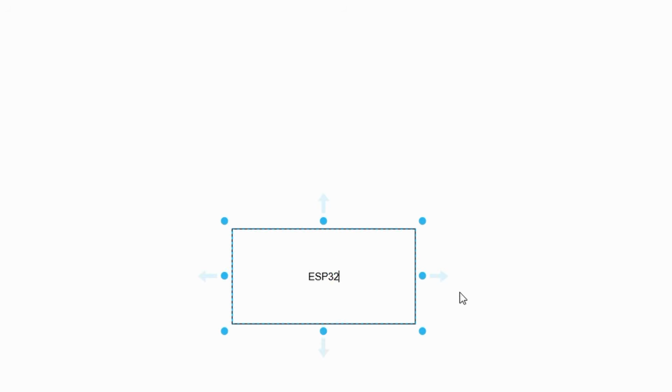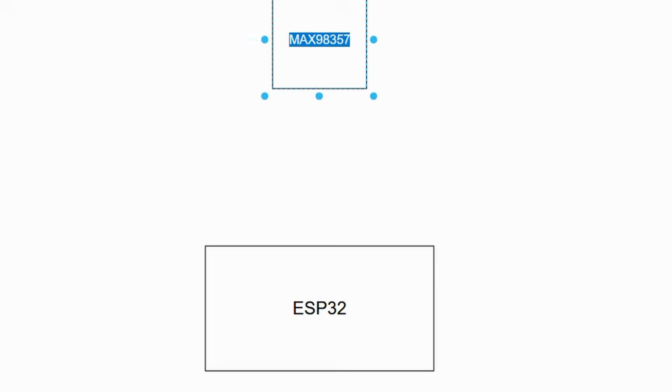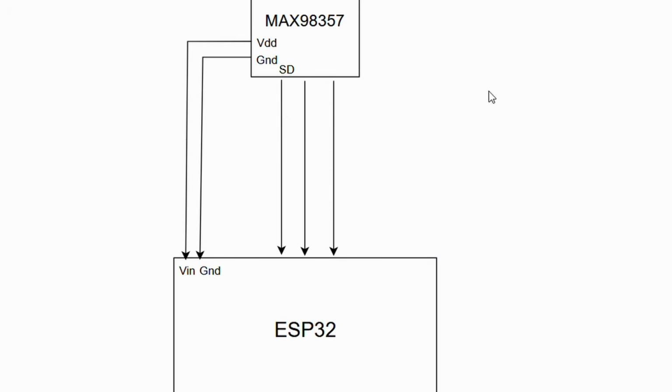Alright, first things first. Let's quickly go through the connections. The VDD pin of the amplifier is connected to the V-in pin of the ESP32 and of course ground goes to ground. Now the ST pin is connected to GPIO 5. This gives us software control over the amplifier. We can enable or disable it directly from our code.